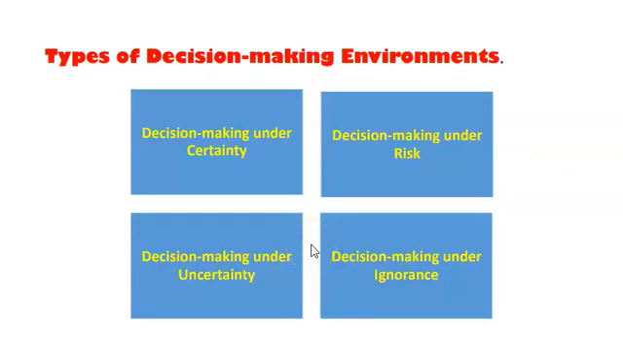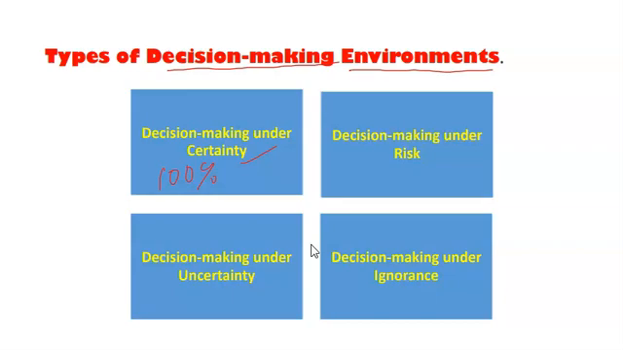We have so many environments in which we make decisions. We have environments where we have certainty, decision making under certainty. Under this environment, you have 100% information before you make your decision. 100% information about the conditions, about the scenarios, about the consequences, about what you are trying to resolve.